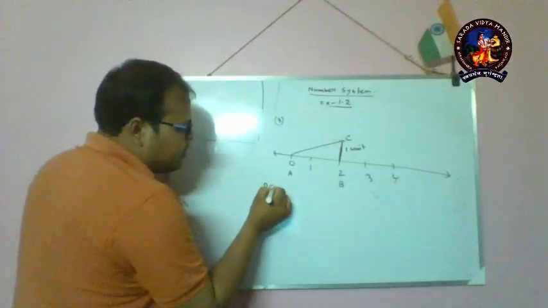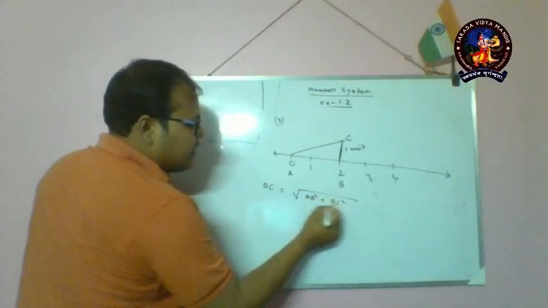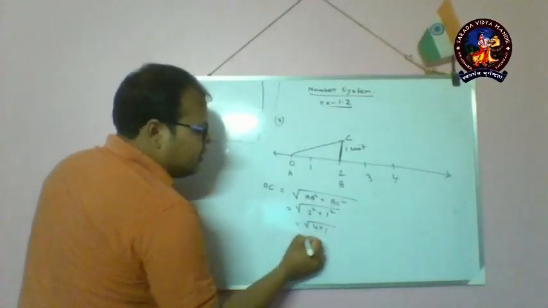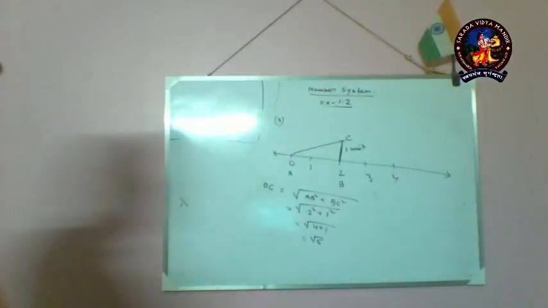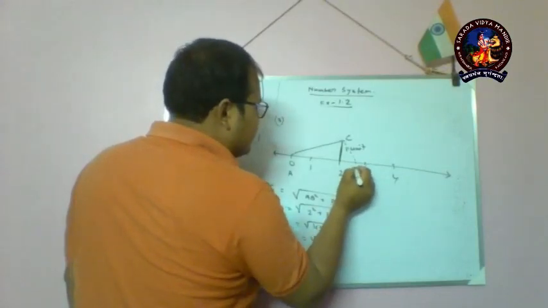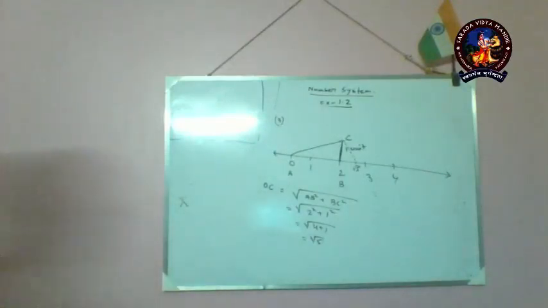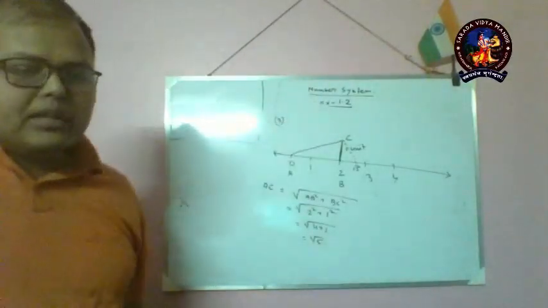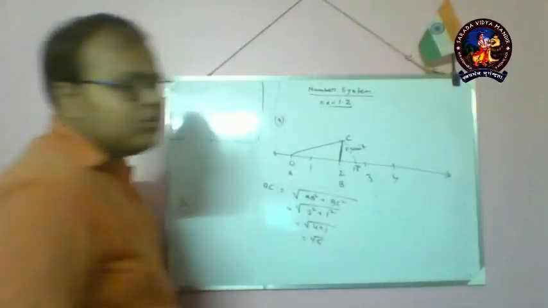So what will be the length of AC? It's root over of AB square plus BC square, which is nothing but root over of 2 square plus 1 square, that is 4 plus 1, root over 5. So AC has length root 5, and if I take the projection of AC on the number line, it will be the point root 5. You can take the help of a compass to draw the projection here, and obviously you will draw the number line using a ruler only.